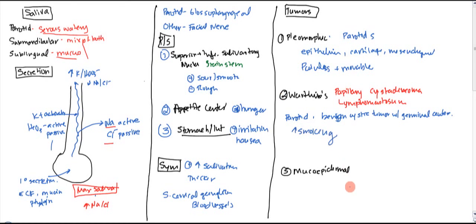Then we have the mucoepidermal. In mucoepidermal, you can get squamous tissue, you can get mucus tissue, and you can also get some type of intermediate tissue. This is the only one that's primarily found in the smaller glands, and it has a higher chance of malignancy.